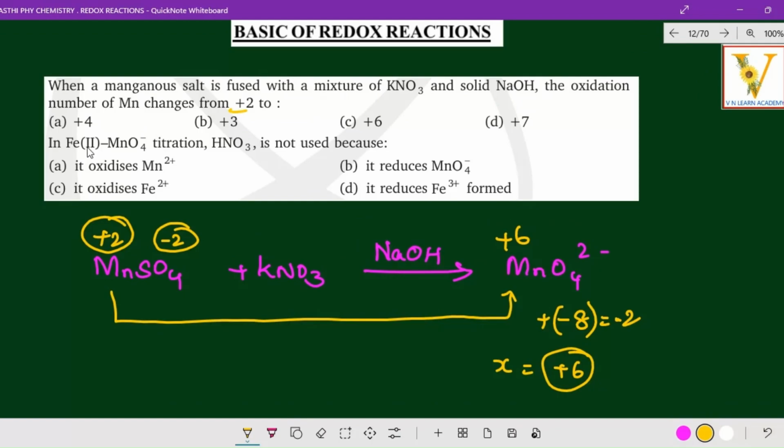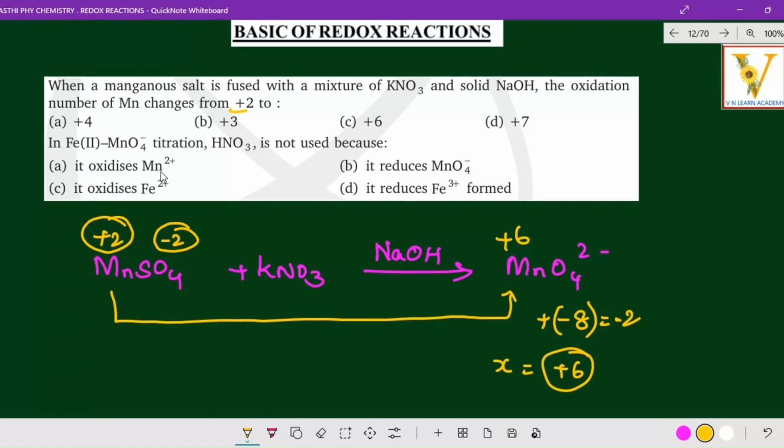Fe2 plus versus MnO4 minus titration: HNO3 is not used. This is a formal, general viva question, a practical question. Why can't they use FeSO4 or ferrous ammonium sulfate versus KMnO4 with HCl or HNO3? These are all formal, common questions. Usually HNO3 is a very strong oxidizing agent, so it leads to inaccurate results. That is a common answer when they ask this viva question. But we can answer according to the options they have given.